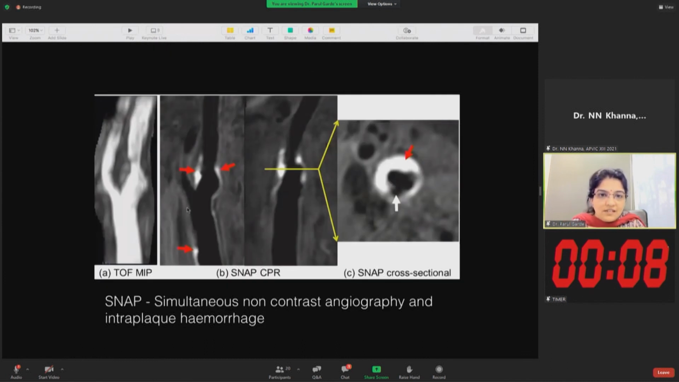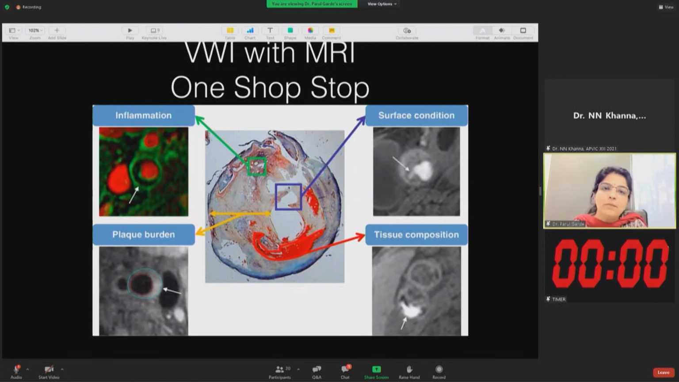This is a SNAP technique that has come up, which is a PSIR technique, wherein the lumen has become totally black. And now if you look at the wall, and if there is presence of hemorrhage in the wall, it can be very easily appreciated. So this is an example of the SNAP technique in cross-section with hemorrhage in the plaque, and this is the lumen.